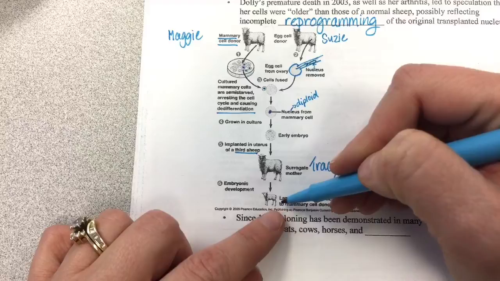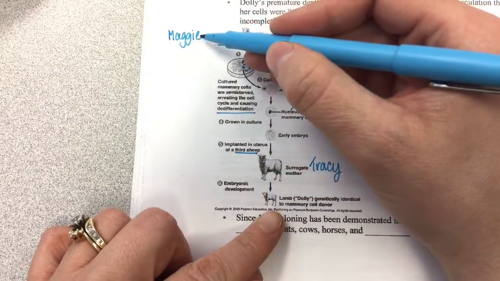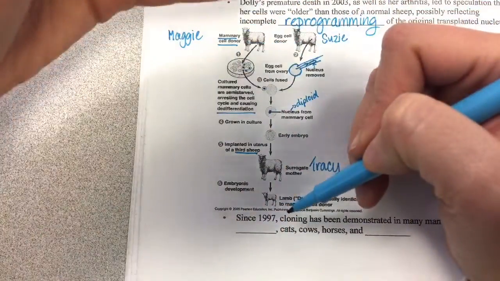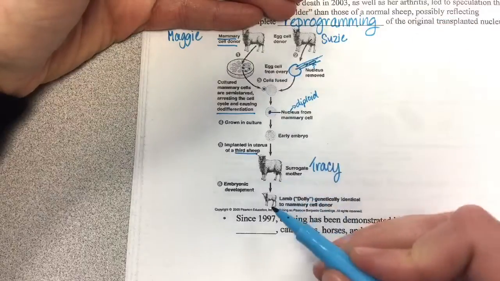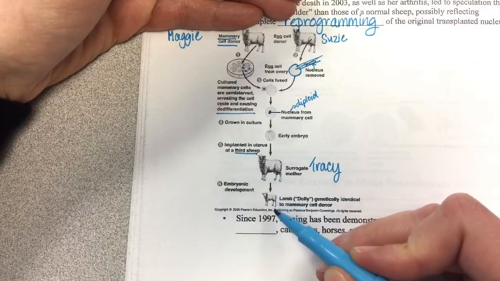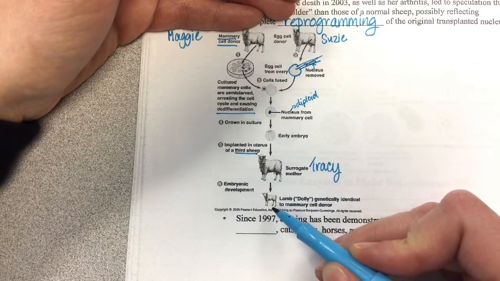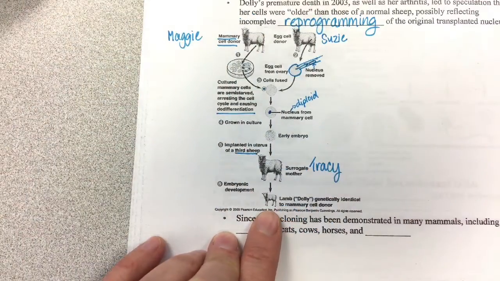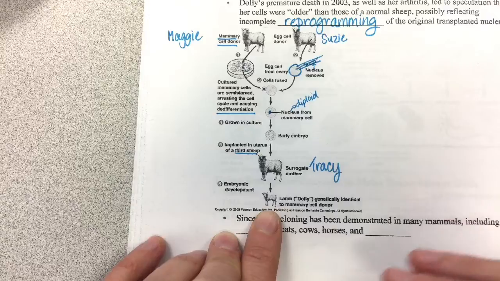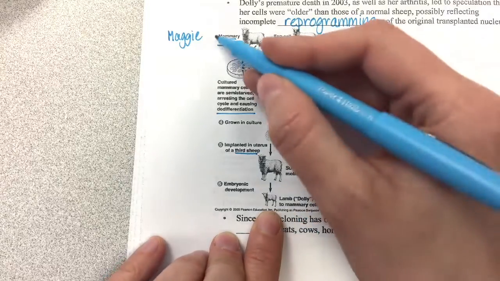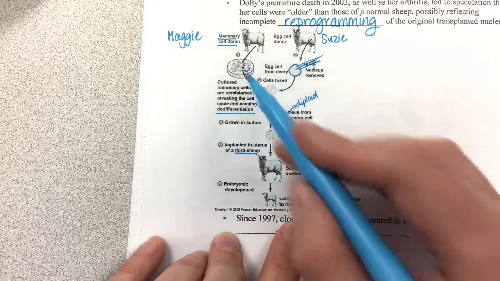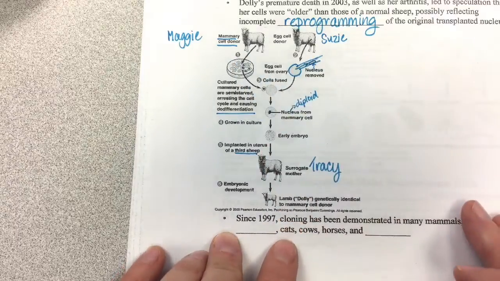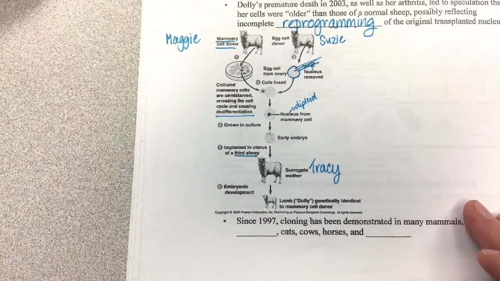So the baby is genetically identical to Maggie. Maggie is still an adult, and her clone is now a baby. When you're cloning, the clone starts out in life as a baby, is what I'm trying to say, and has to grow up and will be genetically identical to Maggie. And so that's how cloning works.